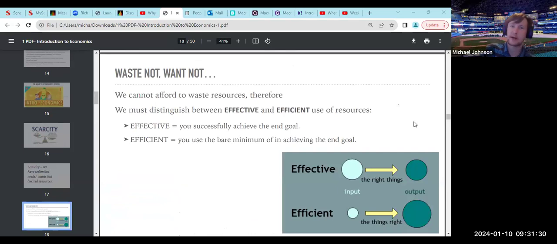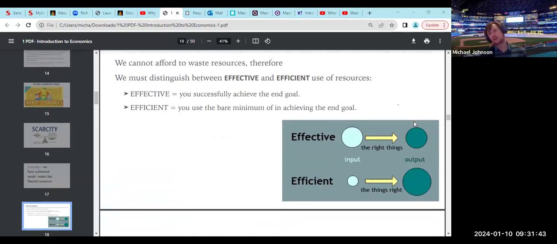Waste not, want not. We cannot afford to waste resources. Therefore, we need to distinguish between effective and efficient use of resources. Effective: you successfully achieve the end goal. Efficient: you use the bare minimum to achieve the end goal. So effective is when the output is the highest, and efficient is when the costs are the lowest.